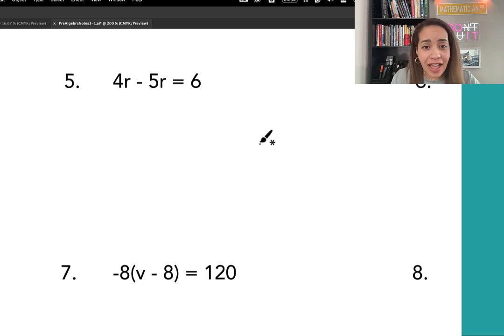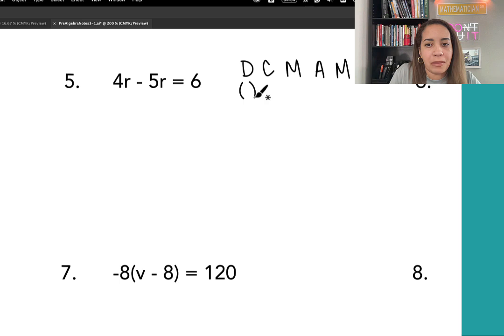But here's number 5. We will always use the same phrase to remember the steps. So we can say, don't call me after midnight, to remind us what to do. The D stands for distribute, and we'll know to distribute when we see parentheses in our problem. C stands for combine like terms.